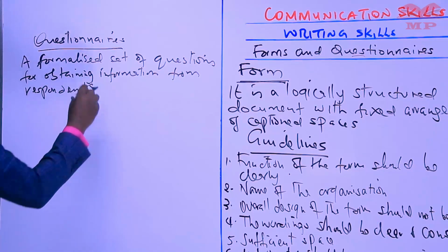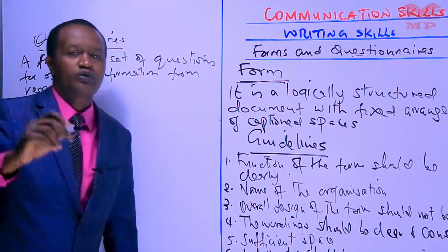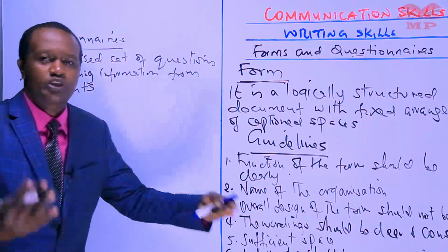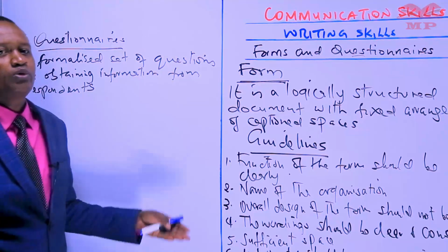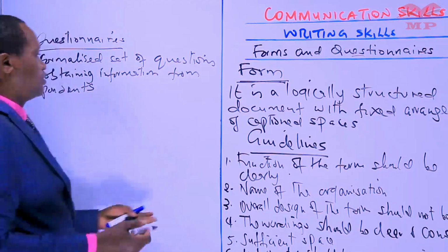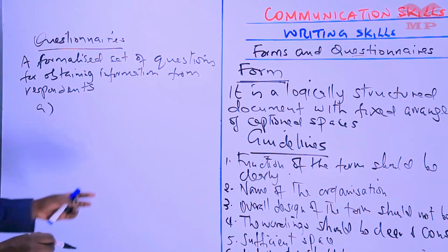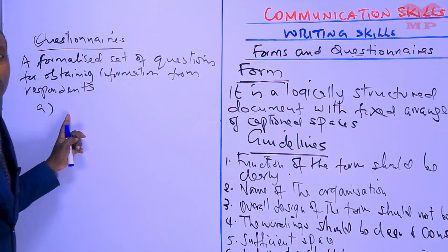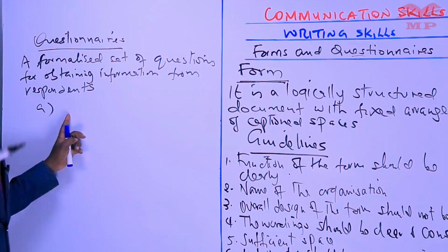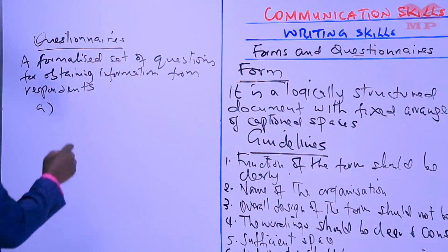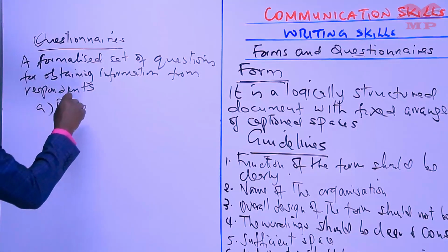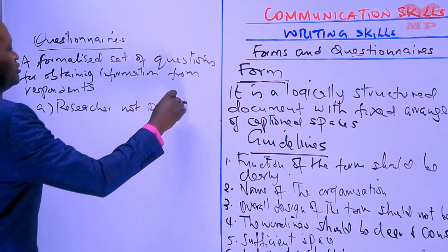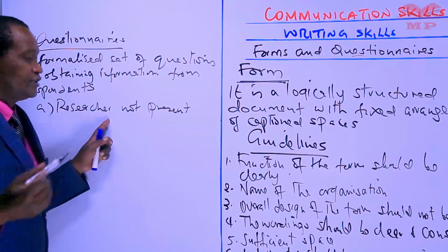Questionnaires are used to gather information from respondents. It is just a list of written questions that can be completed in two basic ways. Number one, the respondents could be asked to complete the questions with the researcher not present.